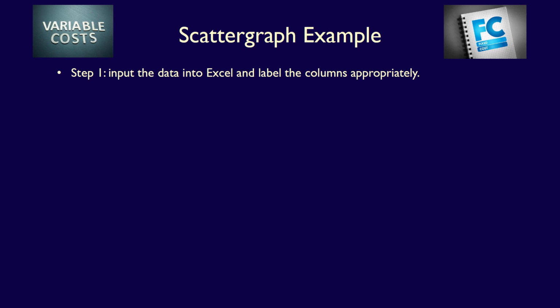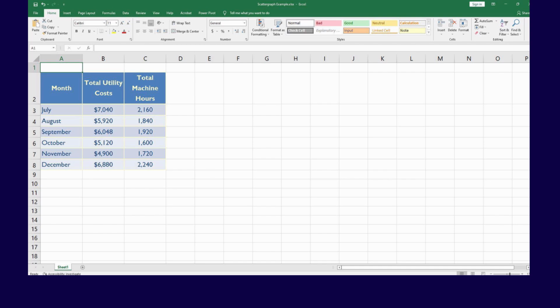Step 1 is to input the data into Excel and label the columns appropriately. You can see here that I've transferred all of the data from Phoenix Inc. into Excel. Column A is the month, column B is the total utility costs, which is my dependent variable, my vertical axis, and column C is the total machine hours, which is my independent variable, my horizontal axis.